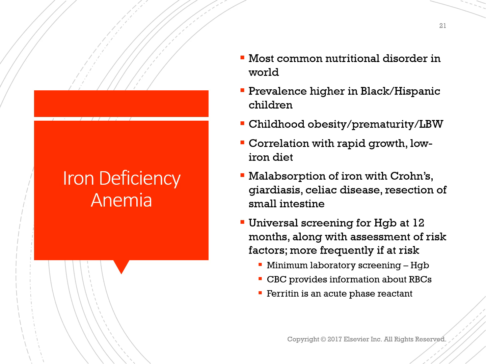Sometimes we have some patients that have malabsorption issues, so they're not absorbing the iron, and so we may see that in Crohn's, giardiasis, celiac disease, or if they've had a resection of their small intestine for one reason or another. We're going to do a universal screening for hemoglobin at 12 months, along with the assessment of risk factors, and more frequently if they're at risk.